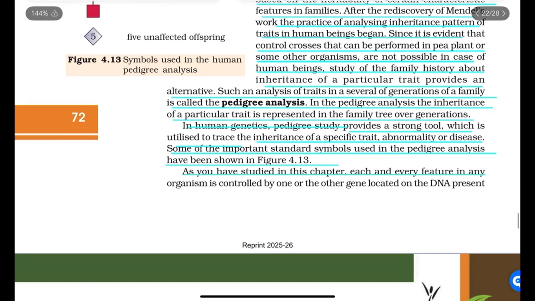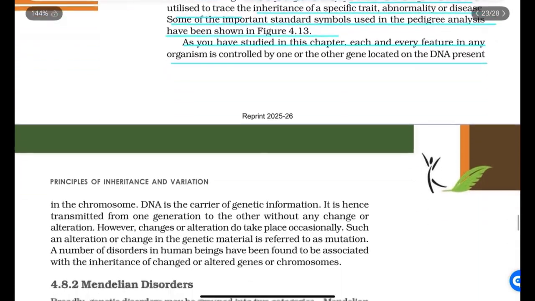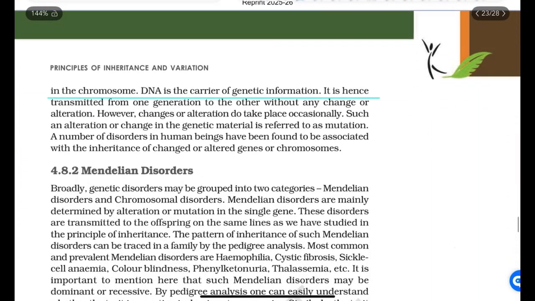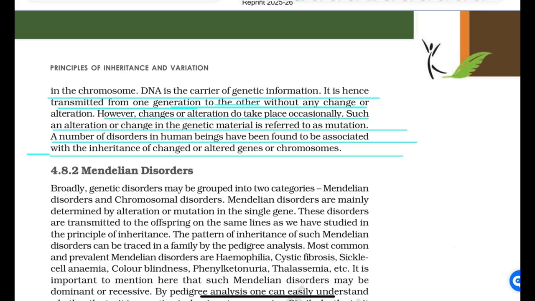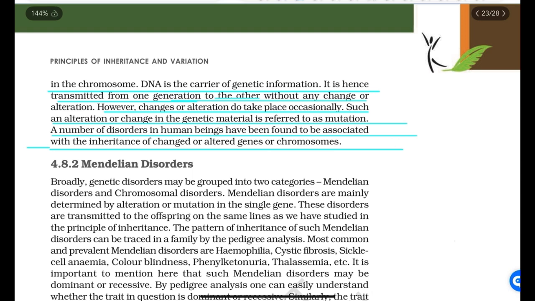As you have studied in this chapter, each and every feature in any organism is controlled by one or the other gene located on the DNA present in the chromosome. DNA is the carrier of genetic information. It is hence transmitted from one generation to other without any change or alteration. However, changes or alterations do take place occasionally. Such an alteration or change in genetic material is referred to as mutation. A number of disorders in human beings have been found to be associated with changed or altered genes or chromosomes.